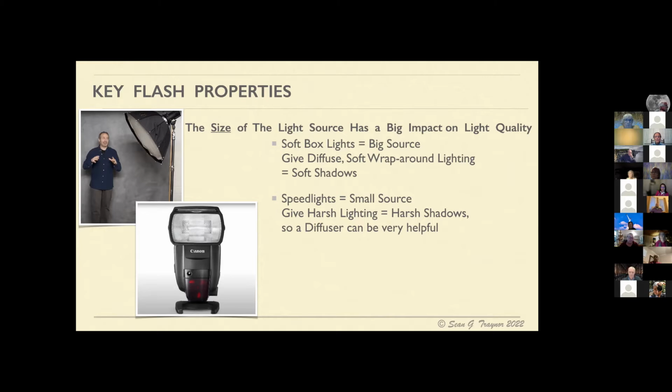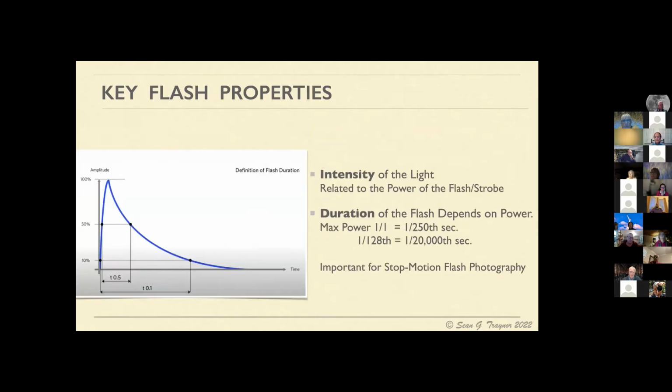Speed lights, on the other hand, the ones usually on camera, are actually a small source, and they give harsh lighting, which results in harsh shadows. So using a diffuser with speedlights can be very helpful. Another key property, or two other key properties, is the intensity of the light and the duration of the flash. And both of these things work together.